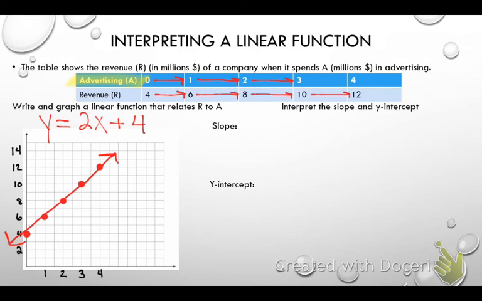As the slope, or I'm sorry, as advertising increases by $1 million, the revenue increases by how much? $2 million.